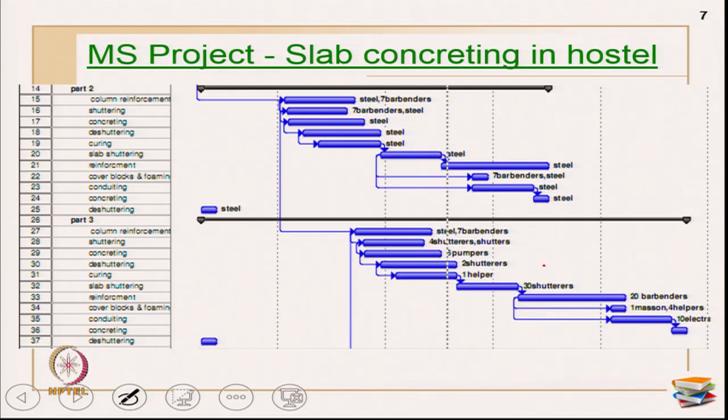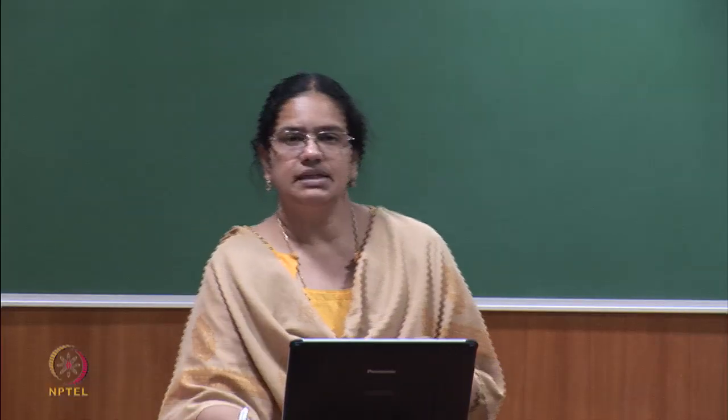Now, primarily in your MS Project there is a bar chart view. MS Project always represents a CPM or PDM network. This is a slab concreting work in a hostel. But there is a bar chart or Gantt chart view also. I think people who have worked in scheduling techniques know well about this.